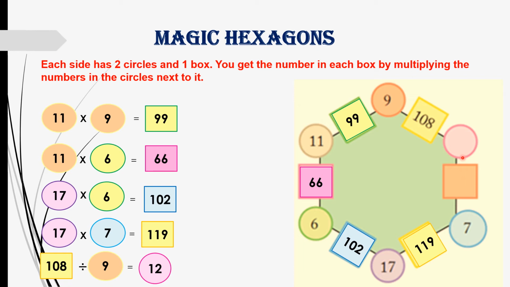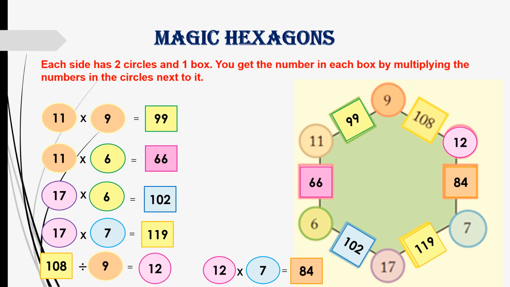Okay. Then I have 12 in the pink circle and 7 in the blue circle. So I'm going to multiply 12 and 7 so that I'll get the answer in the orange box, which is in between the 12 and 7. So 12 multiplied by 7 is 84. So I'm going to write 84 in the box. Is that clear to everyone?